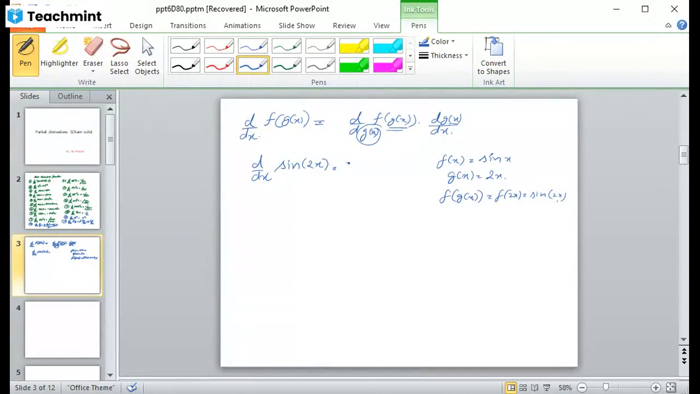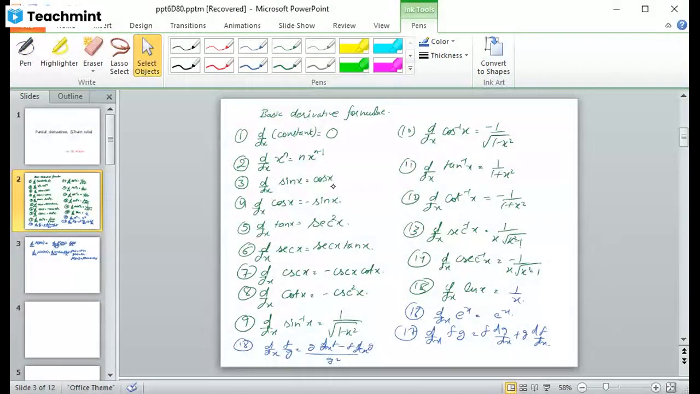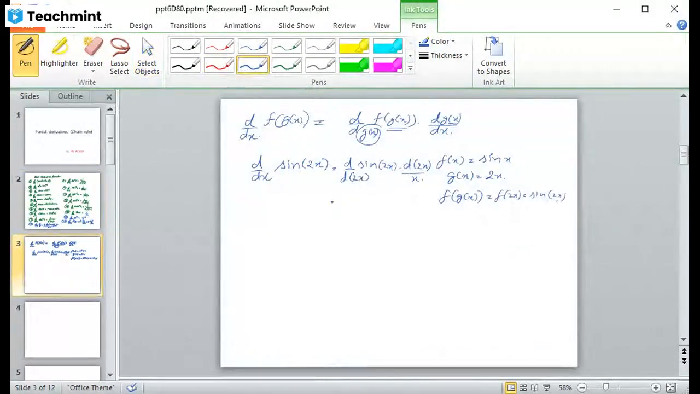Okay, so what can we do? Firstly, I differentiate sine of 2x with respect to 2x, and then we differentiate 2x with respect to x. Okay, so here we know that the derivative of sine is cos if we are differentiating with respect to the same variable. So the derivative of sine 2x is cos 2x, and the derivative of 2x with respect to x is 2. So what is the derivative of sine 2x? The derivative of sine 2x is 2 times cos 2x. So this is the derivative of the composition of the function.